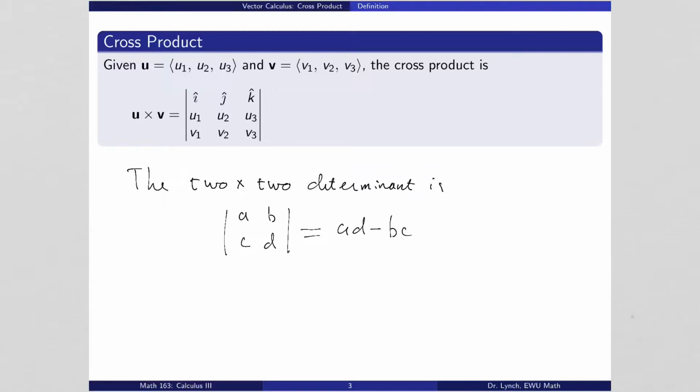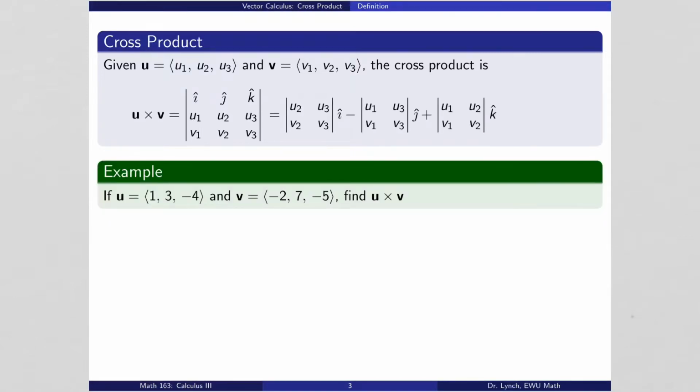So here we see how the cross product is a combination of those 2x2 determinants. And here are those three 2x2 determinants. So it's u2, u3, v2, v3 in the i direction, minus u1, u3, v1, v3 in the j direction, plus u1, u2, v1, v2 in the k direction.